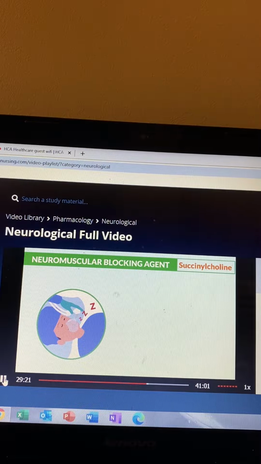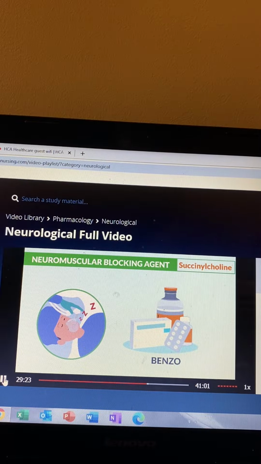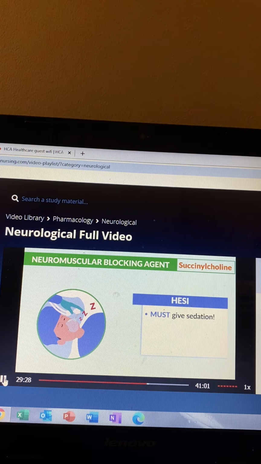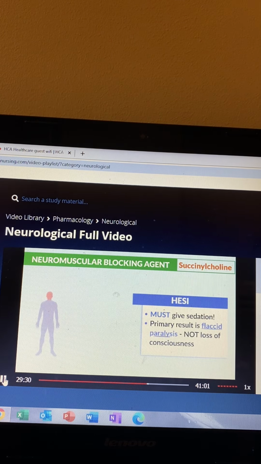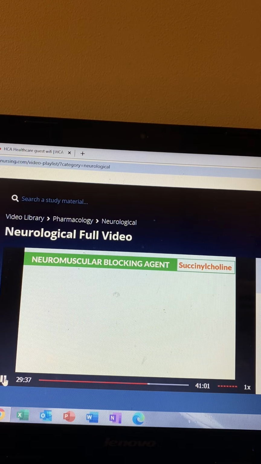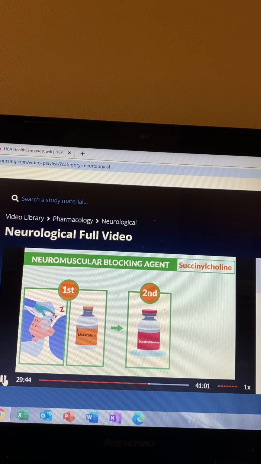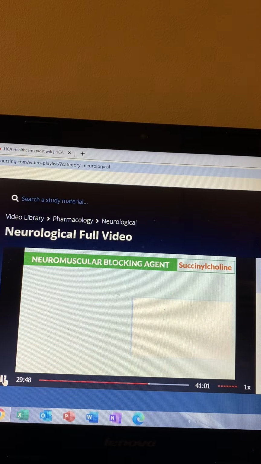That's why we always have to sedate with a benzodiazepine while giving this drug. So the HESI says we must give sedation, and the primary result of this drug is flaccid paralysis, not loss of consciousness. So it goes sedation first, like midazolam or benzos, ending in PAM and LAM, then succinylcholine, and then third, immediate intubation. Now for the deadly adverse effects that are always on the NCLEX and exit exams here.